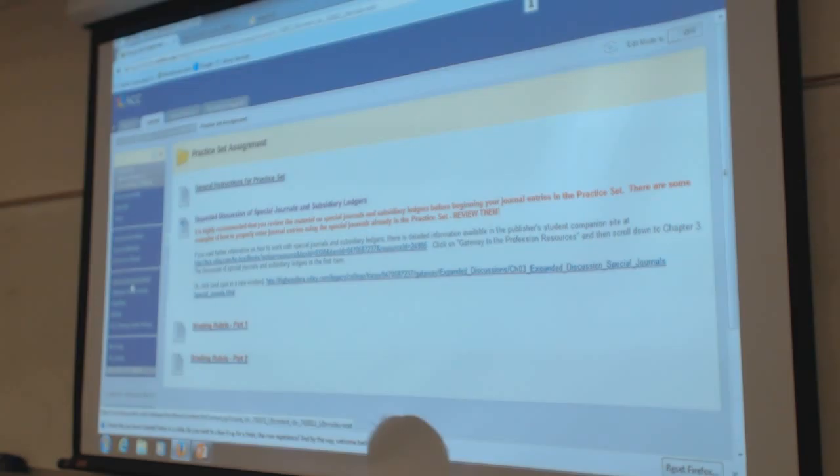Alright, so on page 84, instruction number one: make the entries in the appropriate journals for December 26th through December 31st. That's the first thing you need to do. You need to learn how to use those special journals. Cash receipts, cash disbursements, sales, purchases. Okay? So remember the accounting cycle?